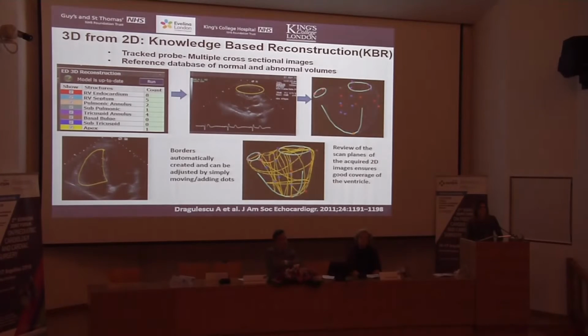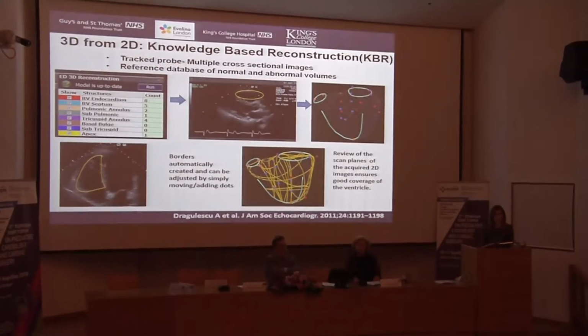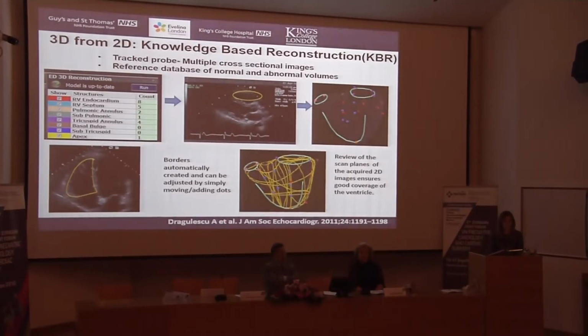Now, there are novel ways that we can assess RV function. This is a study published from the Toronto group, from Andrea Geratulescu, where, by using a knowledge-based reconstruction of the RV, they use a tracking probe and multiple cross-section images in order to generate a 3D volume of the heart, using as a reference a database of normal and abnormal values.